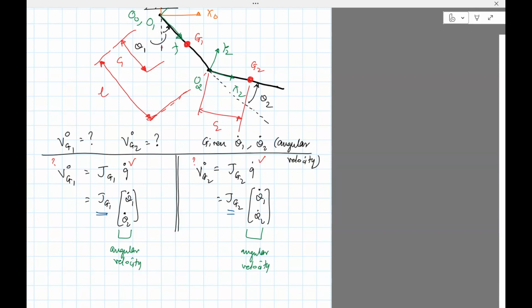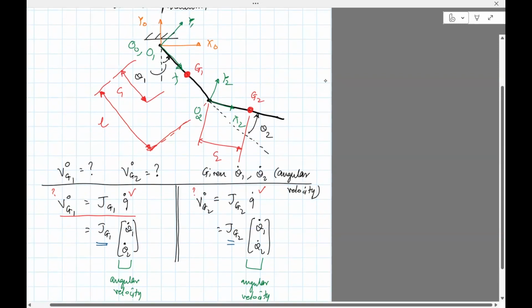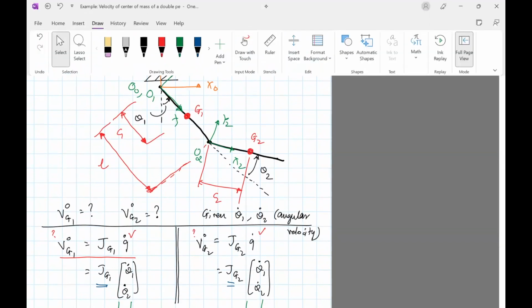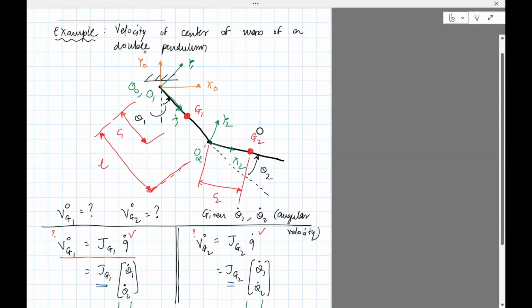So in this formula, are those q's or thetas? They are thetas. This is theta 1 and theta 2. There are no q's in this figure.